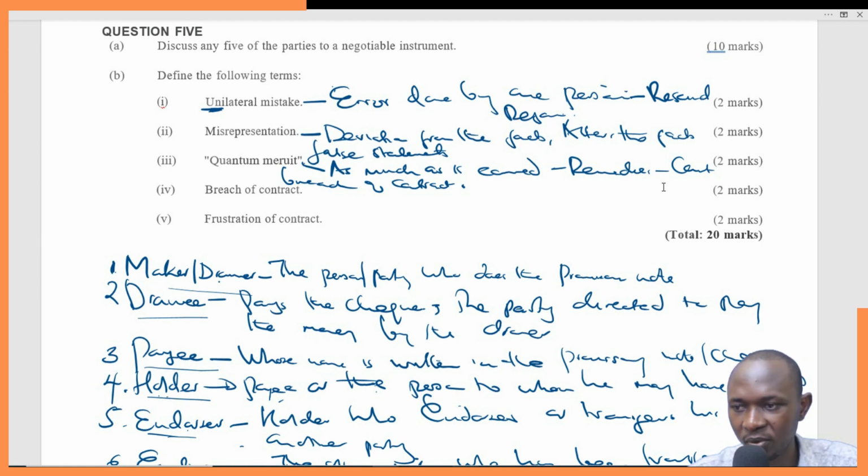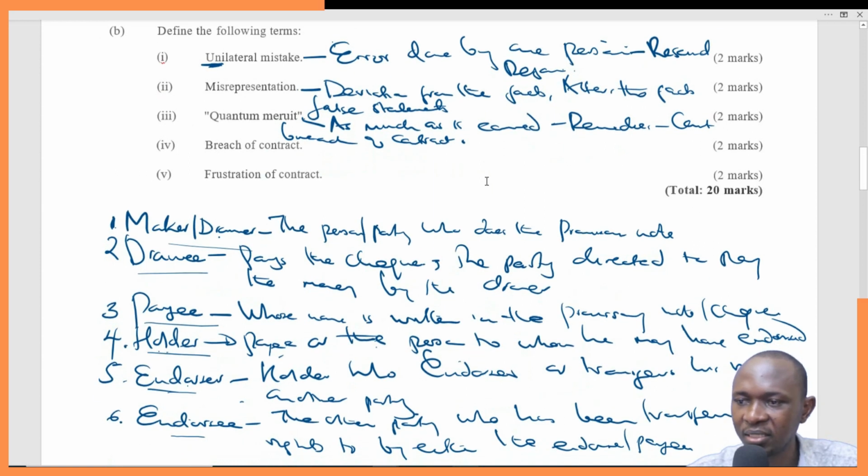Quantum meruit is one of the remedies, and it means as much as is earned, where the court assesses the extent to which you have performed, and then it orders the other party to pay a claim to basically compensate you to that extent.